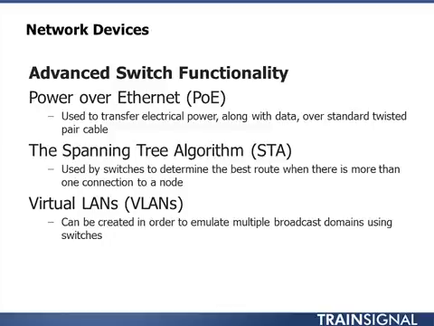Switches, and this is actually switches and bridges, also use something called the spanning tree algorithm to help determine the best route when there's more than one. So it starts to give you a little bit more sophistication to your routing table. Still not as sophisticated as a router, but it's a little bit better. And then I also mentioned just a moment ago VLANs, virtual LANs. You can emulate a broadcast domain even though you're not using a router, you're only using a switch.